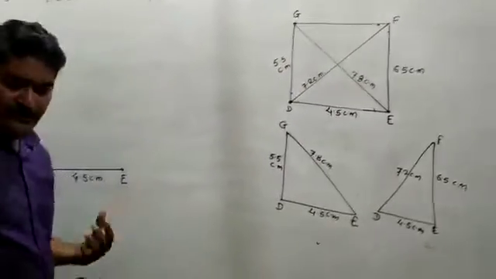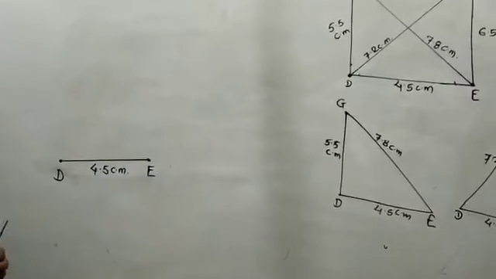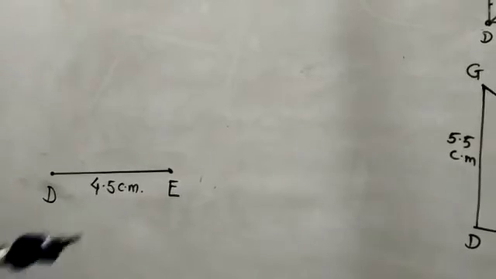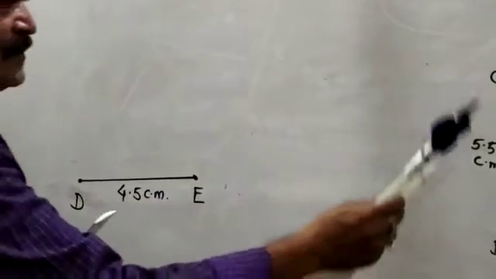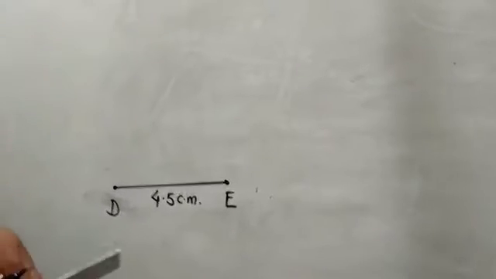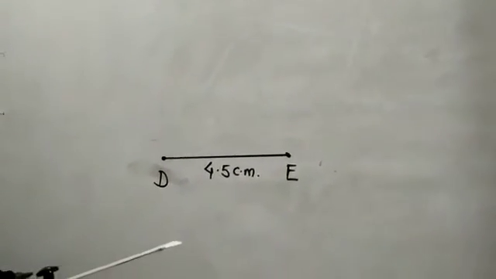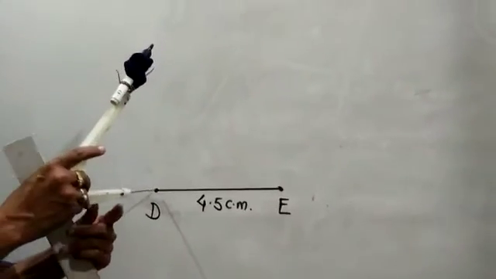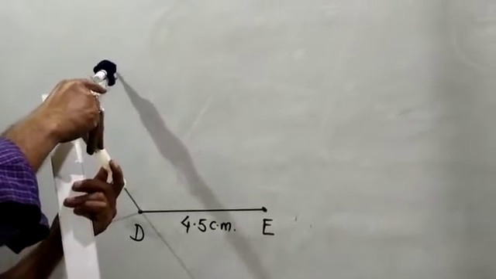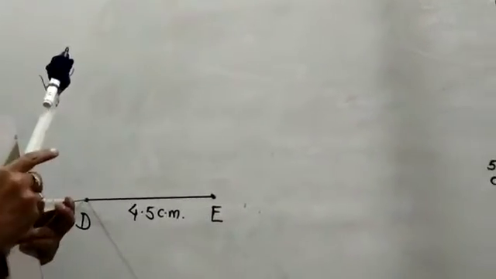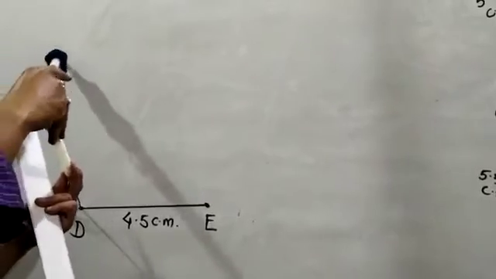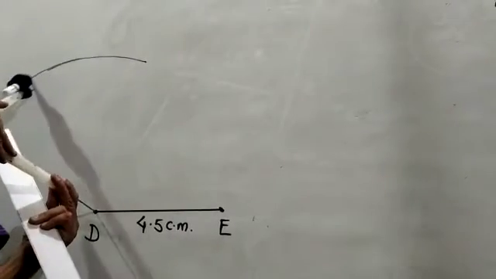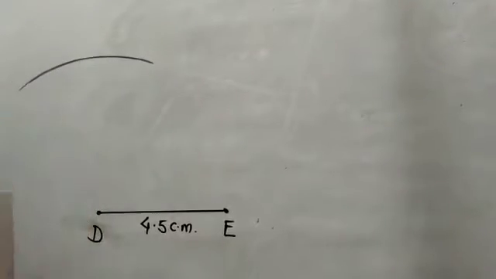So first of all you have to draw the base of 4.5 centimeter for both the triangles. After that, from D to G the distance is 5.5 centimeter. You have to take the distance of 5.5 centimeter in the compass, keep the pointer on D, and make the arc like this.